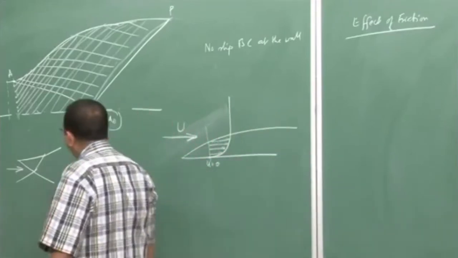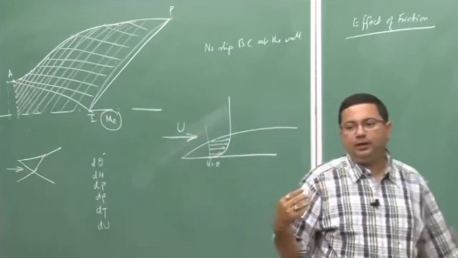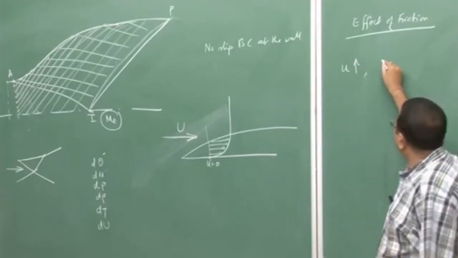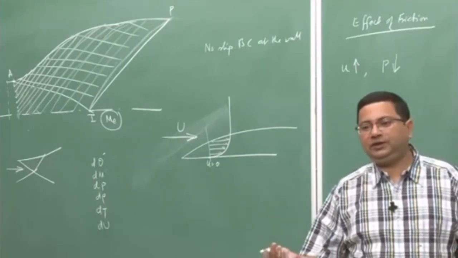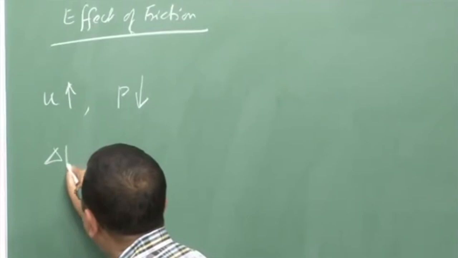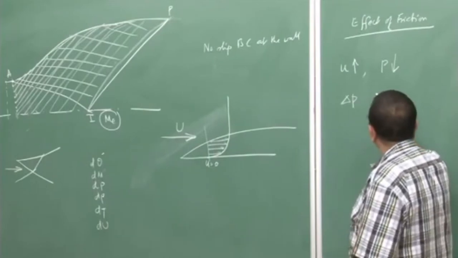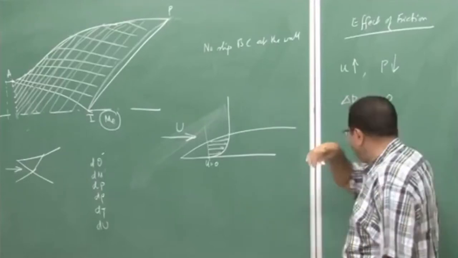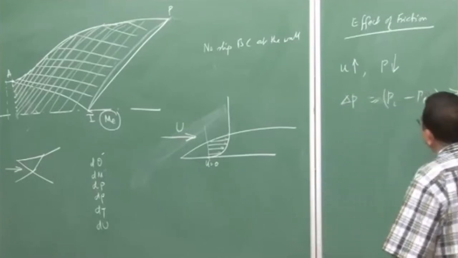First of all, I would like to point out here that from this point to this point, the flow is accelerating, right. So, as the flow is accelerating, the velocity is increasing, then the pressure is decreasing. This is an accelerated flow, the pressure is decreasing according to Euler's equation, which we have derived before. As the pressure is decreasing, del p between the inlet and the exit is greater than 0. We have a higher pressure at the inlet, lower pressure at the exit. So, del p, which I am defining as pI minus pE, is greater than 0.